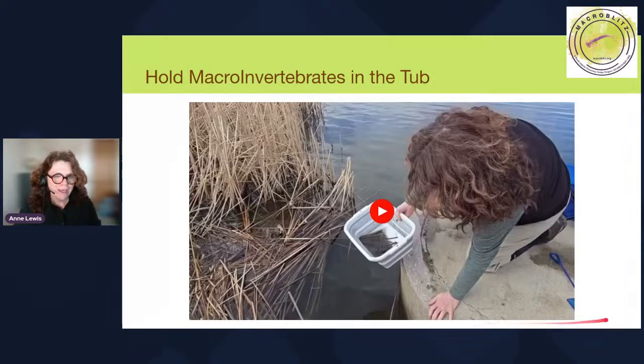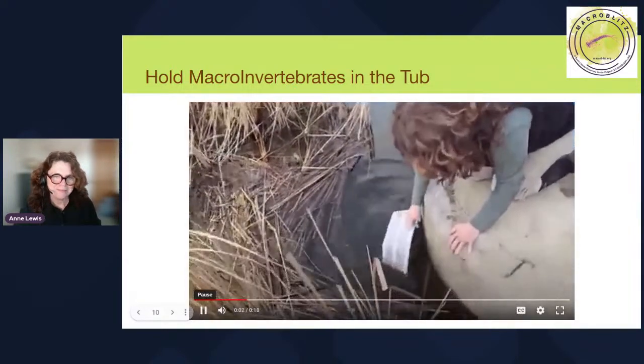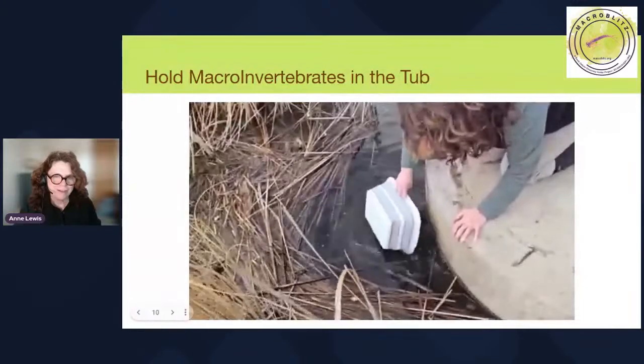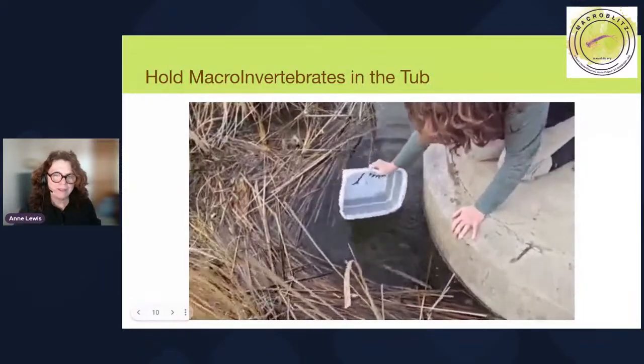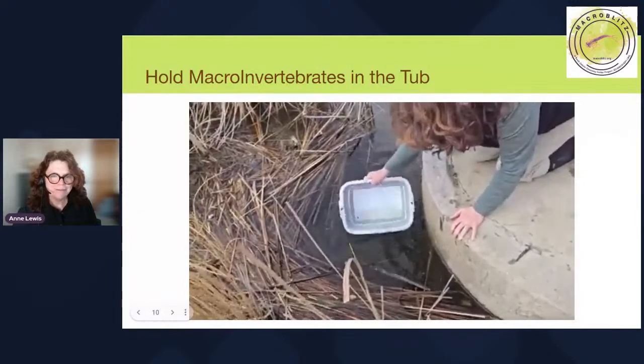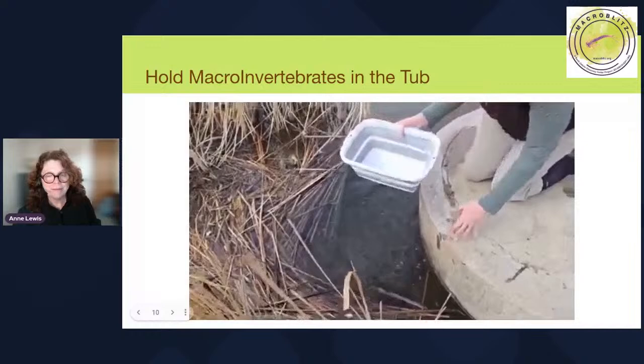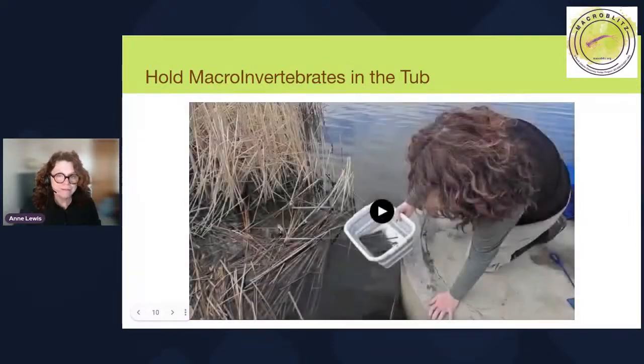And finally, when you're done, you will want to just empty your tub out. So it's pretty self-explanatory, but I'll show you how I do it. Just gently put the tub back where you collected from, pour it out, rinse again if need be. If you have gear, like your nets, your cups, your petri dishes, you could also rinse those out.